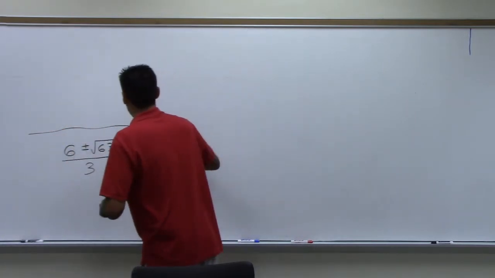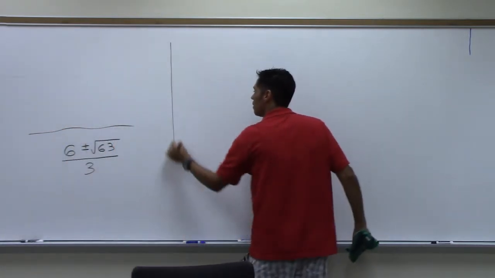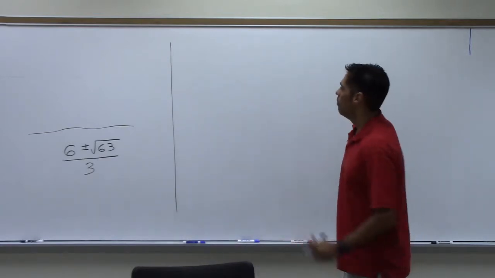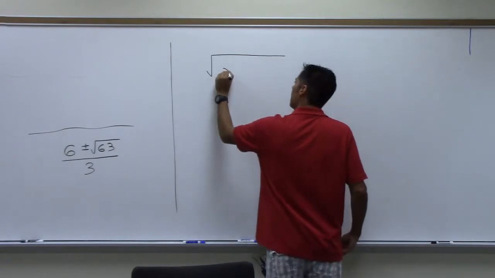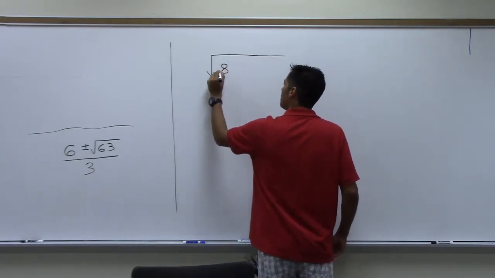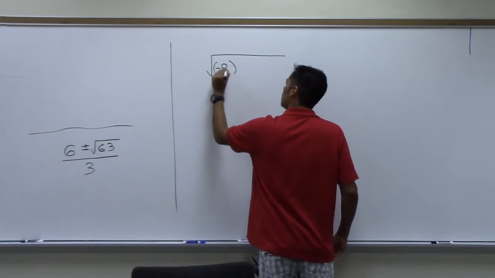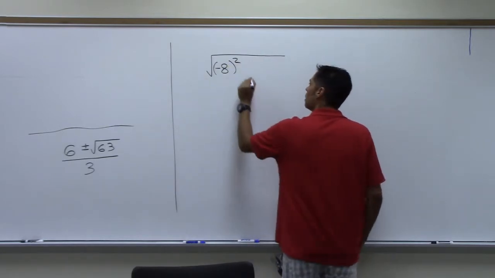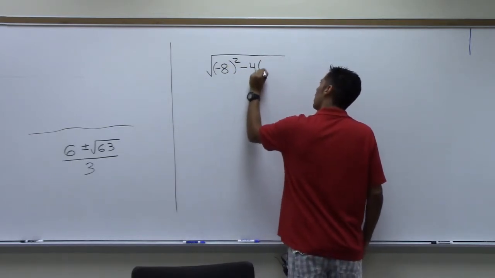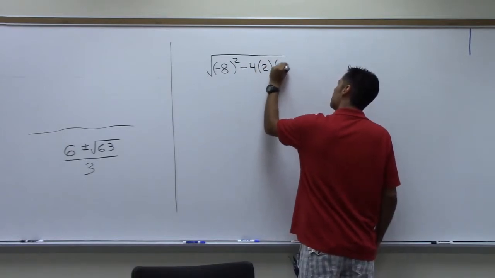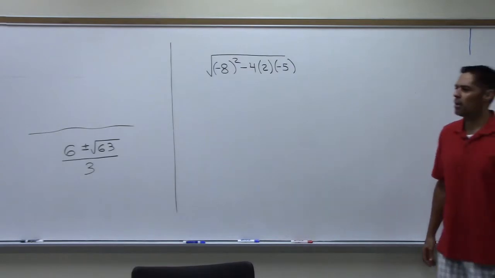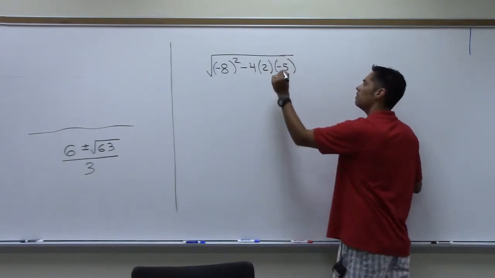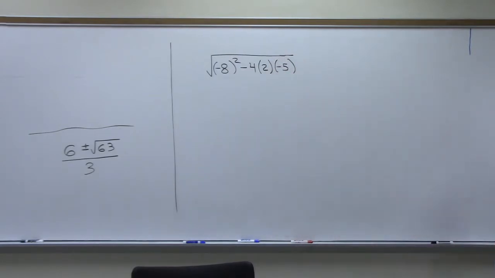This is going to seem even more off topic, but let me ask you this. What is the square root of 81, or no, you know what? I'm going to do this. Negative 8 squared minus 4 times 2 times negative 5. Now, we did talk about order of operations earlier in the semester. Tell me what you would do first here.